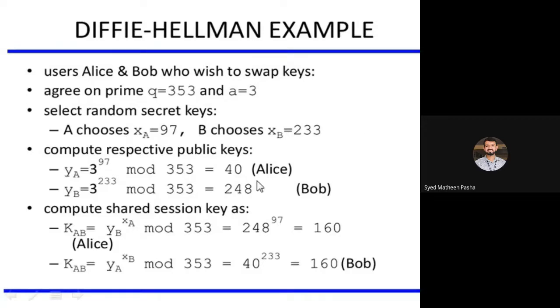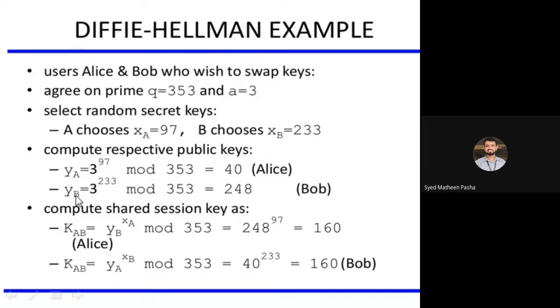Now what next? Compute the respective public keys using this formula, YA, YB. We saw the formula before. To calculate YA, it is nothing but A to the power of XA mod Q. To calculate YB, it is nothing but A to the power of XB mod Q. You just put in these values here and compute this, and you'll get the public keys YA as well as YB.